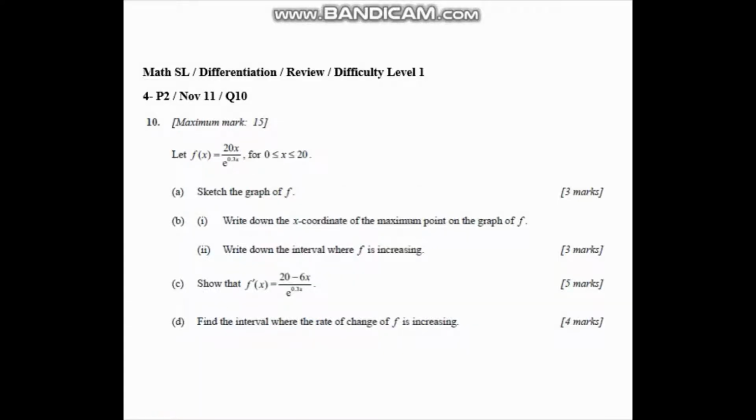So the fourth question came in paper 2, November 2011, question 10. Kindly take a minute, attempt to solve, and the answer shall follow through shortly. So in question A, you are given f of x equals 20x over e to the power of 0.3x, and you are given a specific domain, and you are asked to sketch the graph of f. So let's use the GDC to do that.